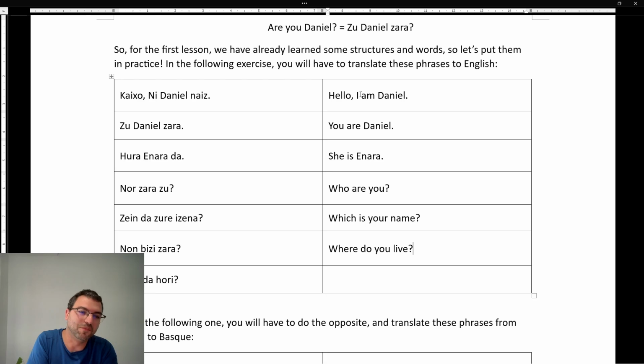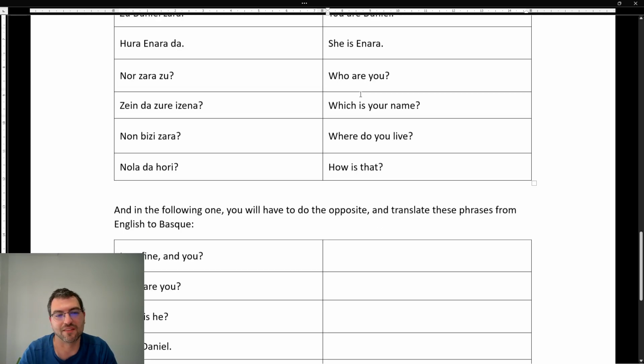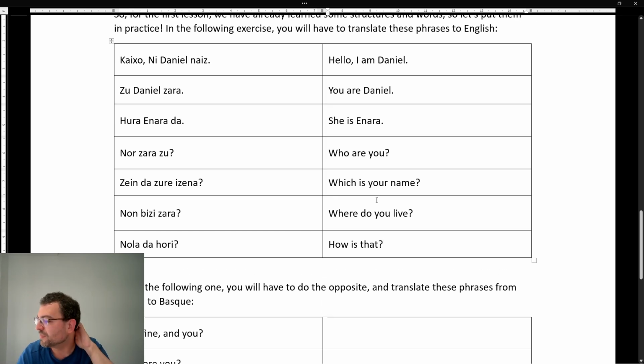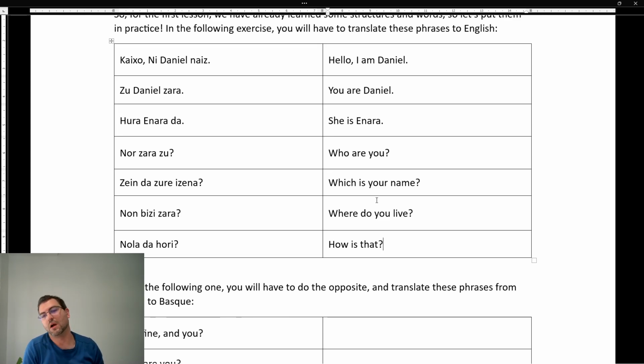The next one, nola da hori. How is that? Hori is that. It can also be this, depending on the context. But in this case, how is that? Nola is how, and da is the third person of izan.